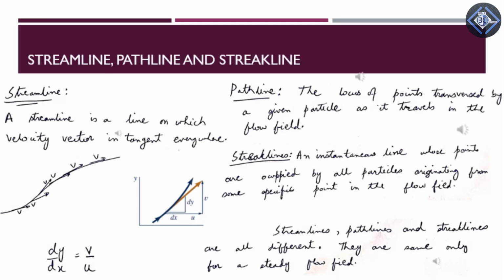So streamlines, path lines, and streak lines are all different lines. They are the same only in one situation. When we have a steady flow field, all these lines are the same lines.